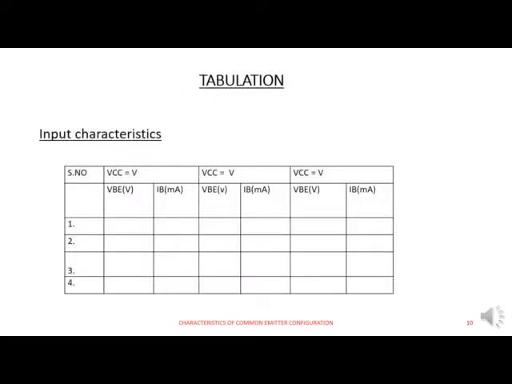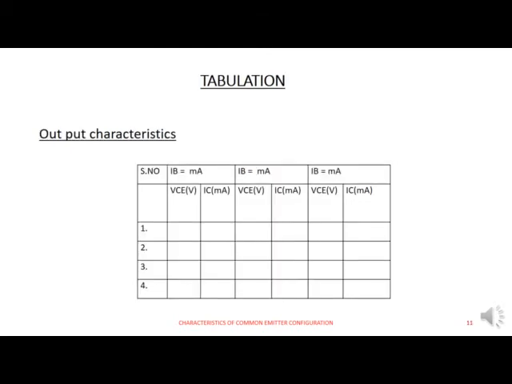This is the tabulation for input characteristics, and this is the output characteristics tabulation column.